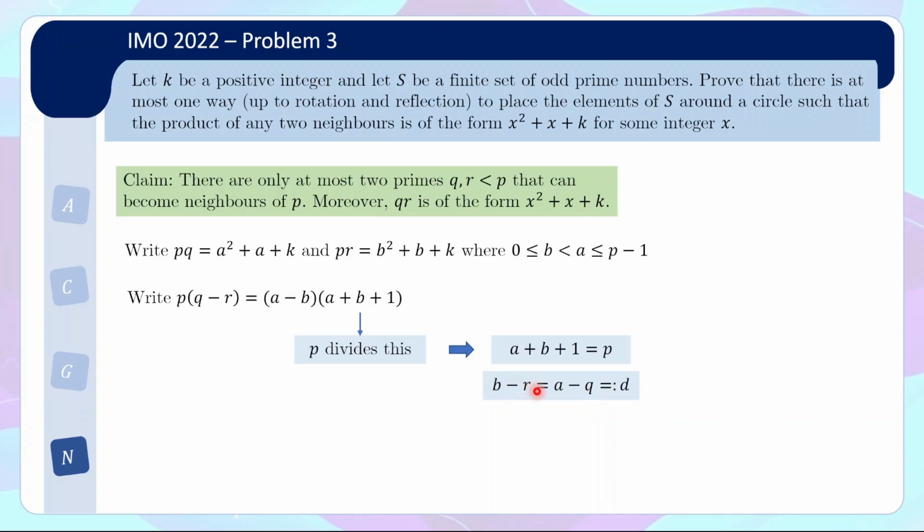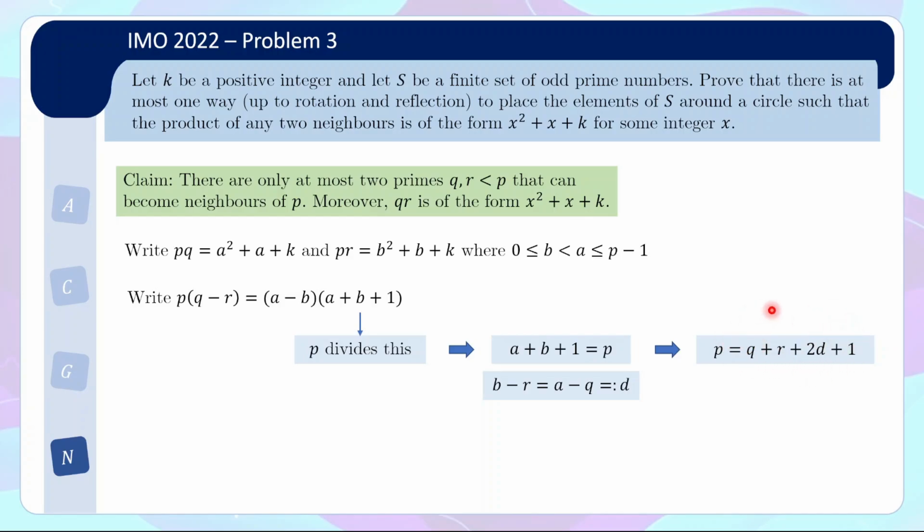So B minus R is equal to A minus Q. And I'm going to call this common number D. It's just a notation. So if I use this D and I substitute A as Q plus D here and B as R plus D here, then this expression gives us P equals A plus B plus 1, which is Q plus D plus R plus D plus 1. So it's this thing here.